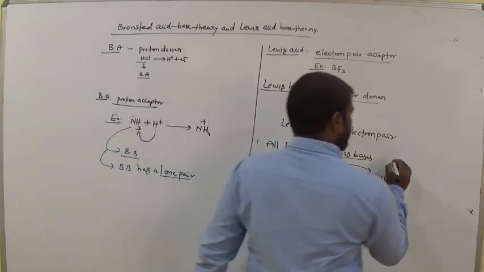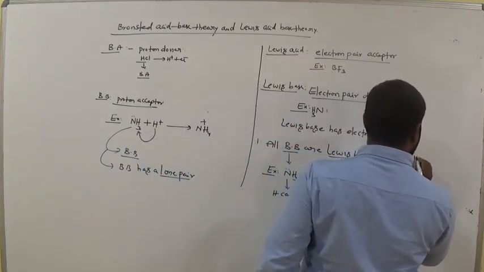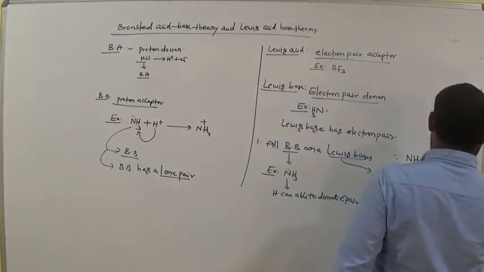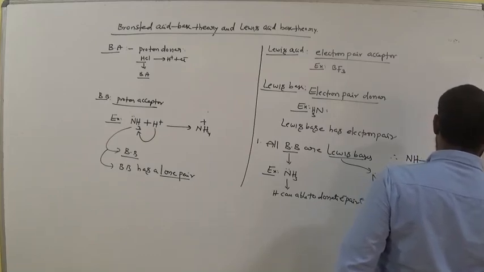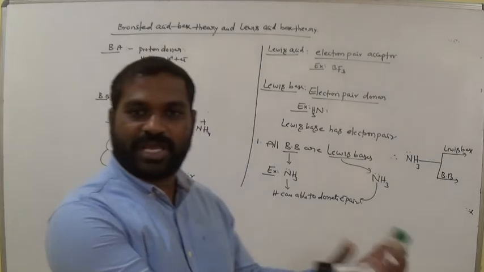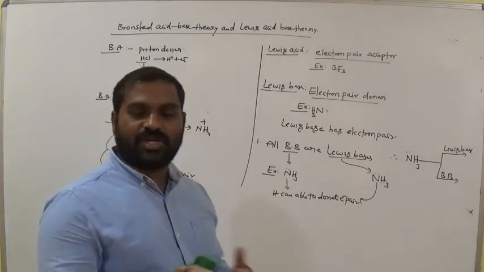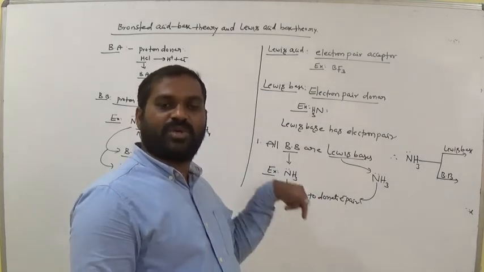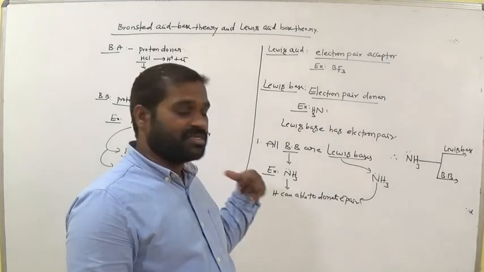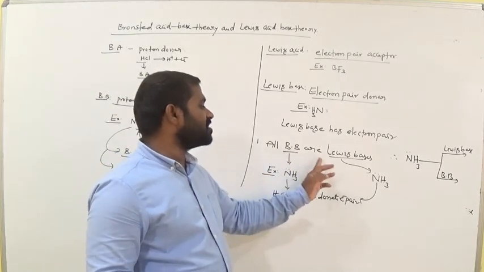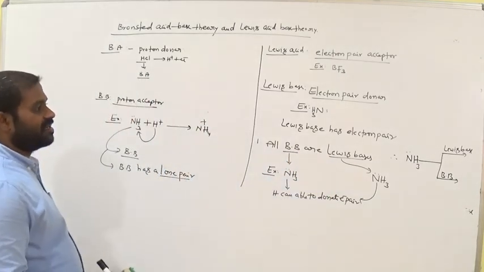Therefore, here ammonia acts as a Lewis base and also a Bronsted base. Is it clear? Due to the electron pair: ammonia has a lone pair, so it can accept H plus, so it is called a Bronsted base. Ammonia has a lone pair, it can donate an electron pair to others, so we call it a Lewis base. So ammonia acts as a Lewis base and also a Bronsted base. So all Bronsted bases are examples of Lewis bases. Is it clear, all of you?